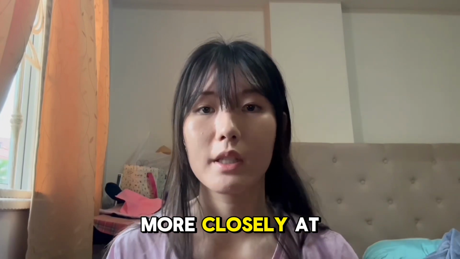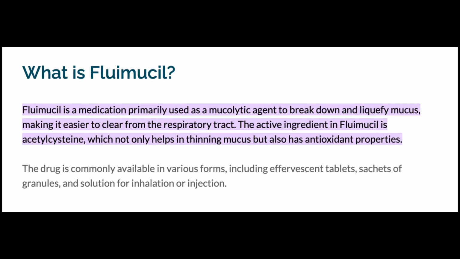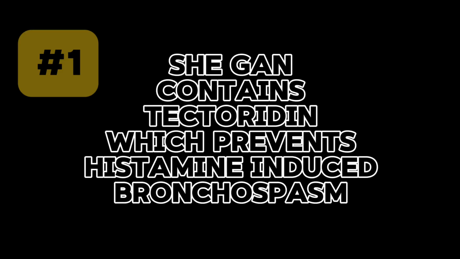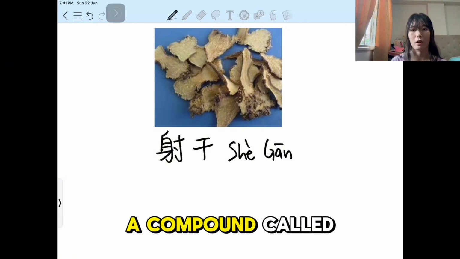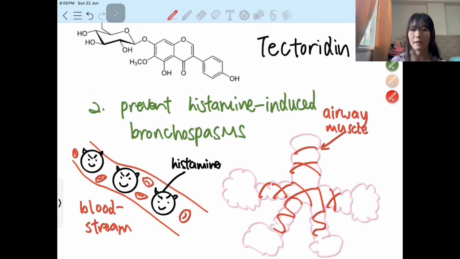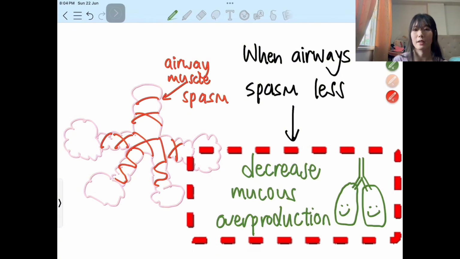If we look more closely at these three herbs, we realize that they're not just simple mucolytics or expectorants. They are more than just a guaifenesin or Fluimucil that you can find in a pharmacy. Let us dive into more biomedical research behind these three herbs. 射干 contains a compound called tectoridin, which has bronchorelaxant effects and is able to prevent against histamine-induced bronchospasms. When the airways spasm less, they also produce less mucus.